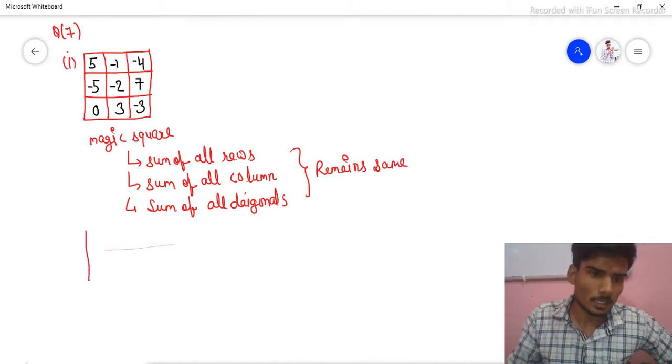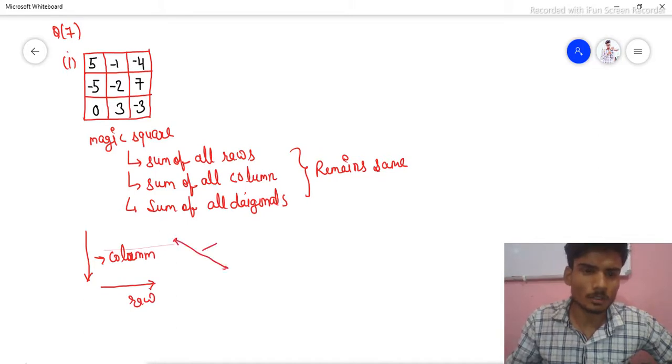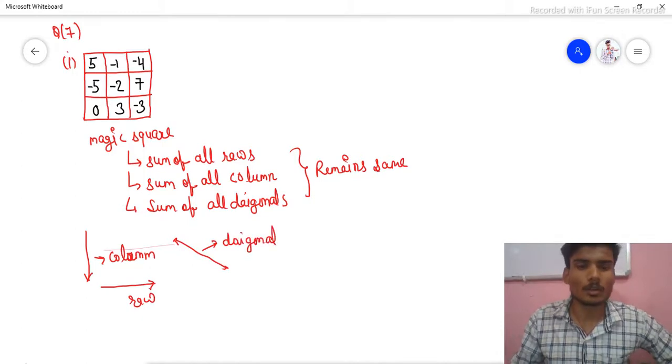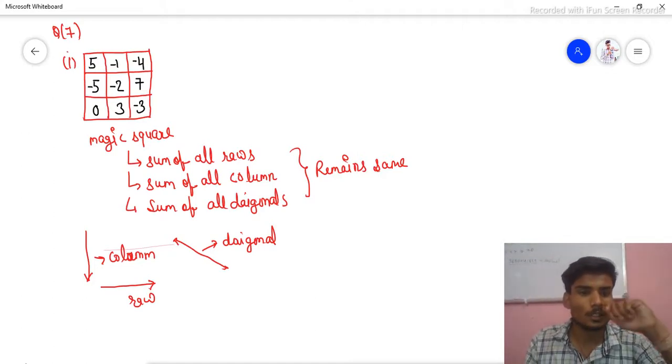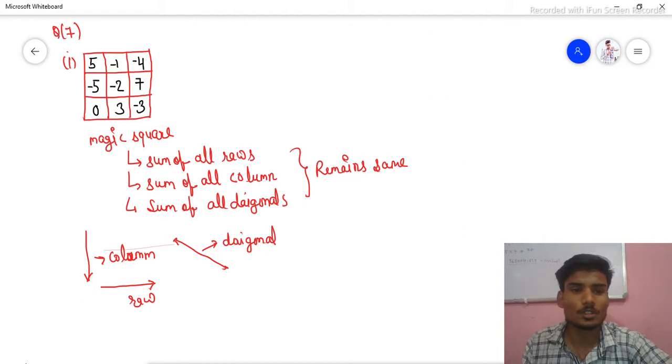The line along the vertical axis is called a column. The line along the horizontal axis is called a row, and from this corner to this corner is called a diagonal. So in this question we need to check the sum of all rows, the sum of all columns, and the sum of all diagonals.